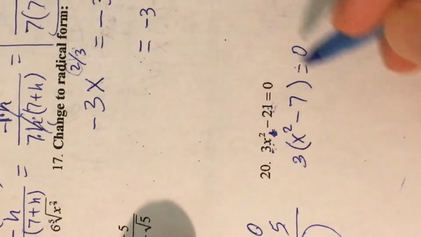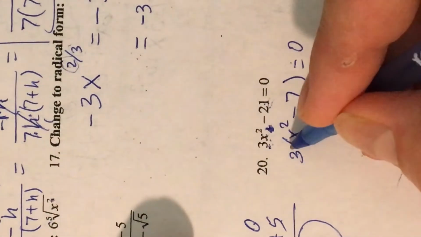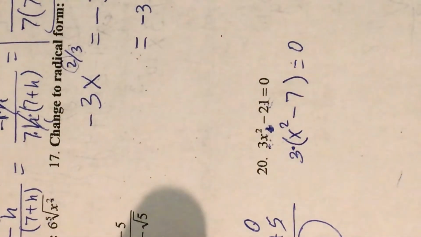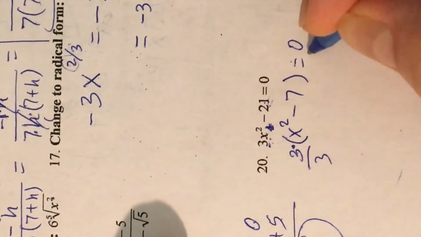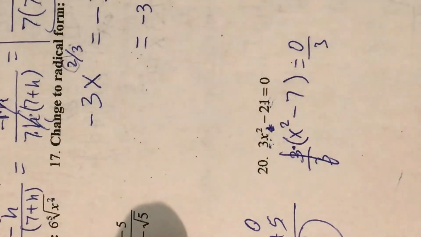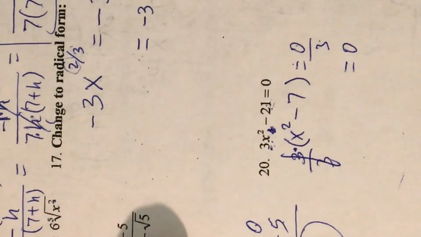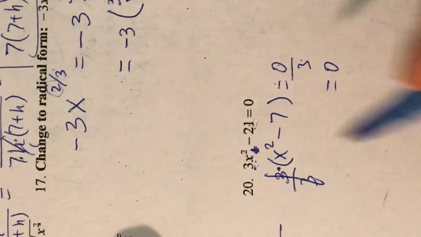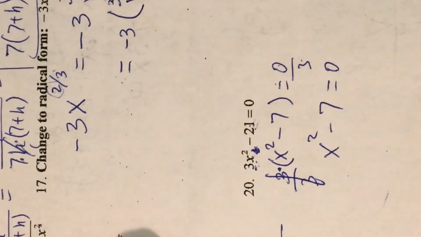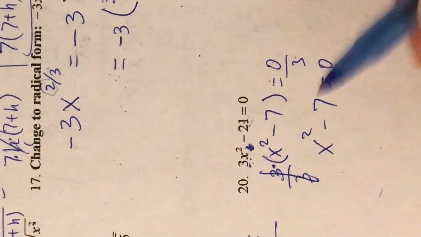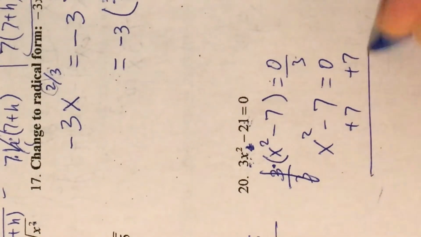Obviously, I cannot distribute it back in because if I do, I get the same equation back. There's no point in that. If this is a multiplication, what is the opposite of multiplication? Division. I can divide both sides by 3. Gone. What's 0 divided by anything? 0. So we get 0. And then I have x squared minus 7. Now, how do I solve that for x? Well, I can add 7 to both sides to get x by itself.